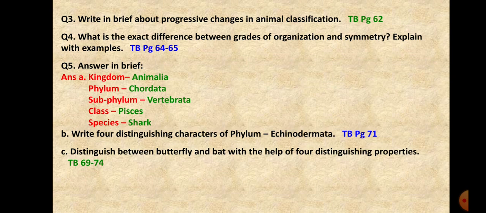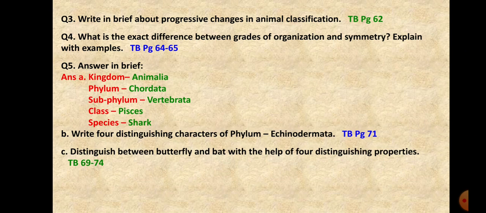Like first, butterfly is a non-chordate, bat is a chordate. Butterfly belongs to arthropoda, bat belongs to vertebrata. Then butterfly has 3 pairs of legs and 2 pairs of wings, whereas bat has 1 pair of legs and 1 pair of patagium. You know, the limbs, or rather the digits, are joined with a fold of skin which is called patagium, which is helpful in flying.